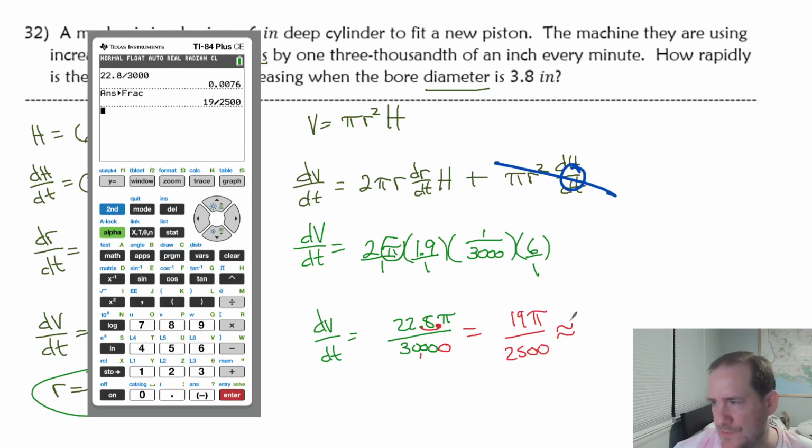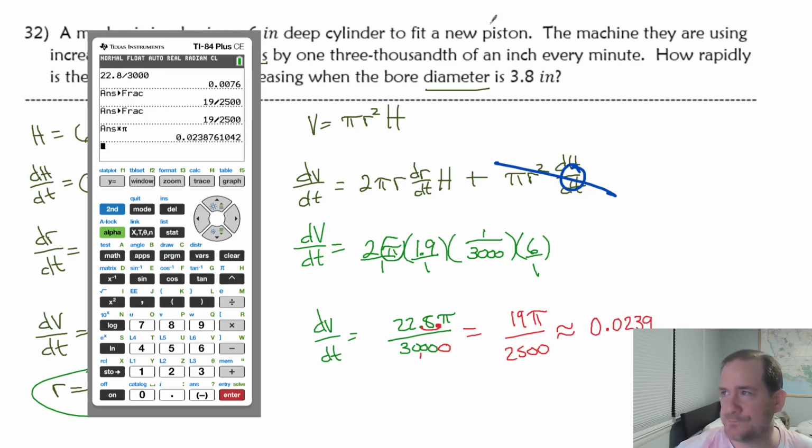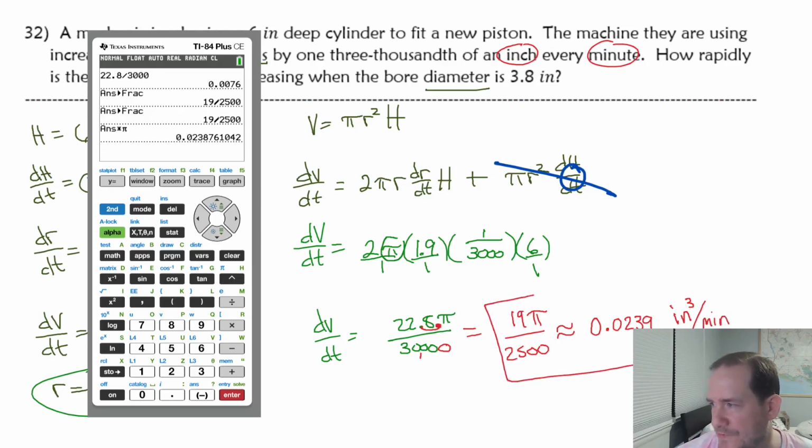And then if we convert this to a decimal using pi, then, well, I don't know what we get. We get that thing times pi. So we get 0.0239. And this is a rate of change of volume. And since we were measuring inches every minute, this must be cubic inches every minute. So there's your answers for 32.